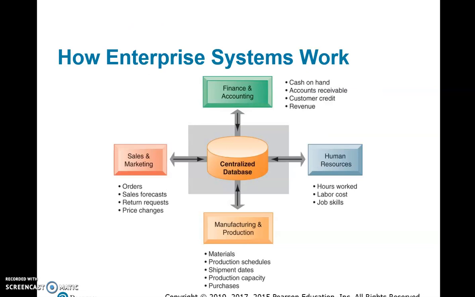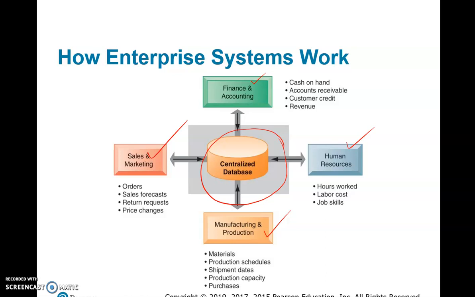And let's talk a little more about how ERP systems work. ERP systems have a centralized database for finance and accounting, human resources, manufacturing, production, sales, marketing, HR, which we talked about, as well as MIS and strategy, engineering, purchasing, and so on and so forth.